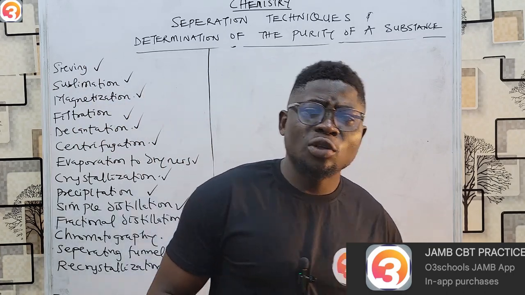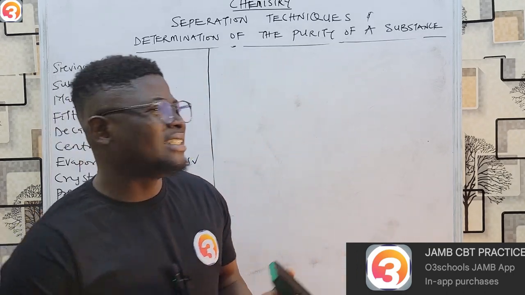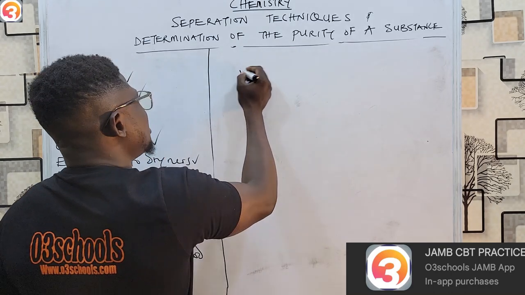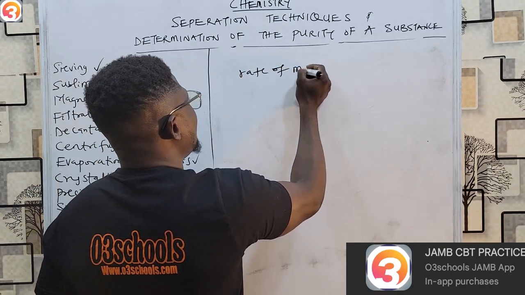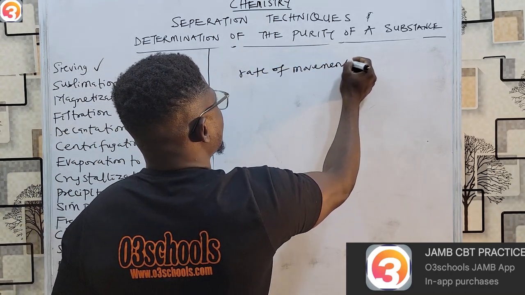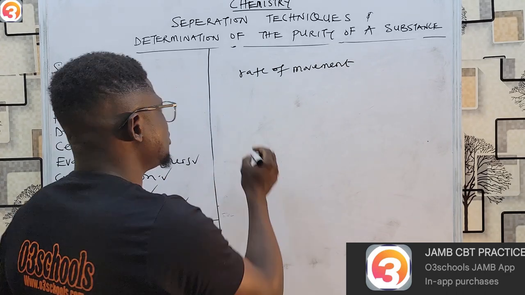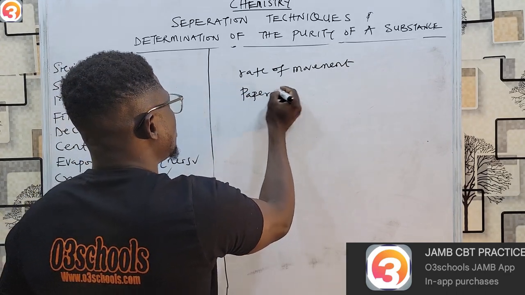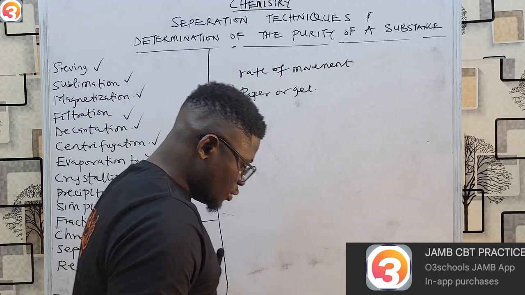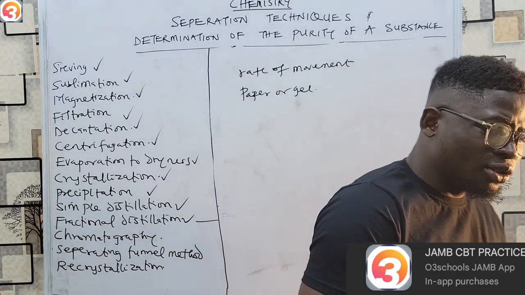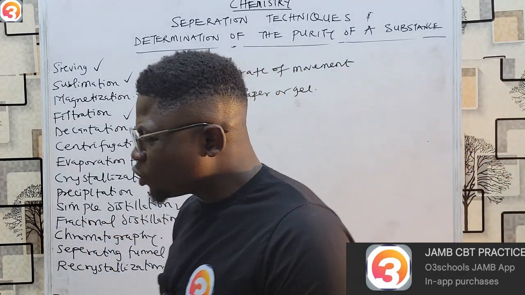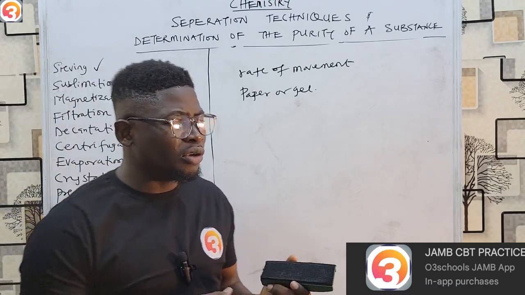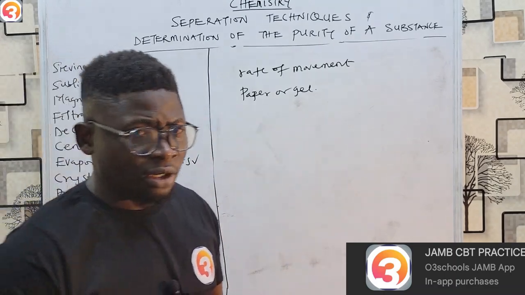We now move to chromatography. Chromatography is used to separate solids based on their different rate of movement along a medium, such as paper or gel. So chromatography is used to separate solutes based on their different rate of movement along a medium, such as paper or gel.